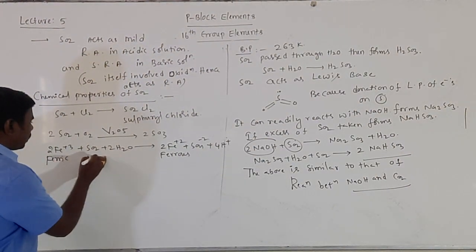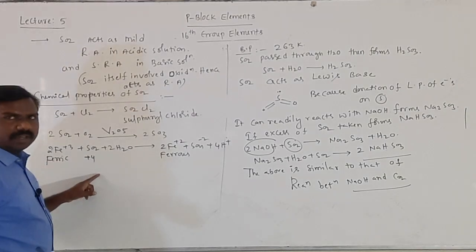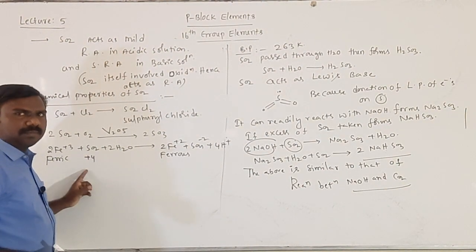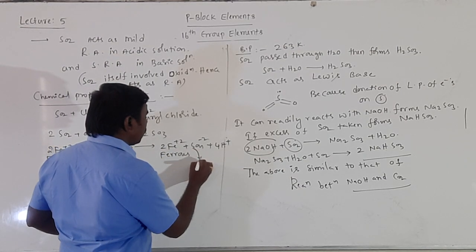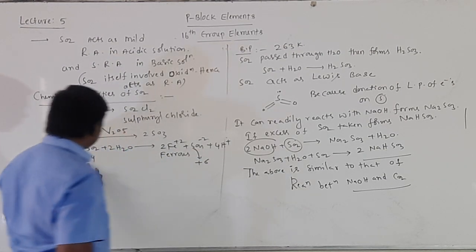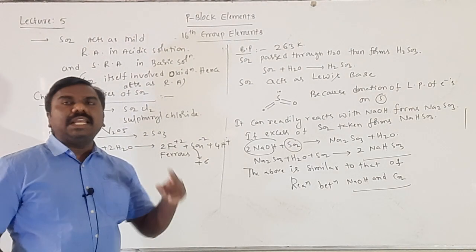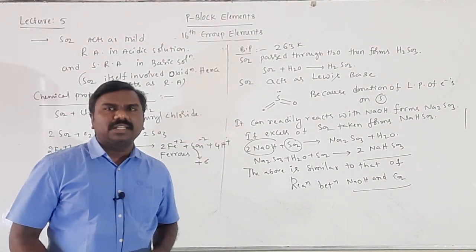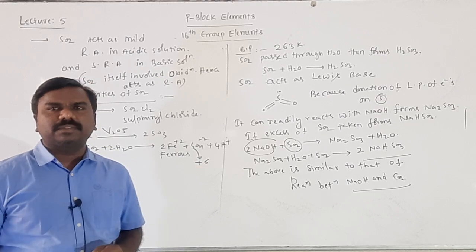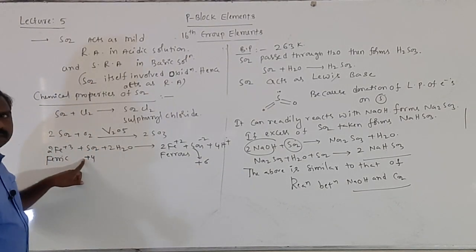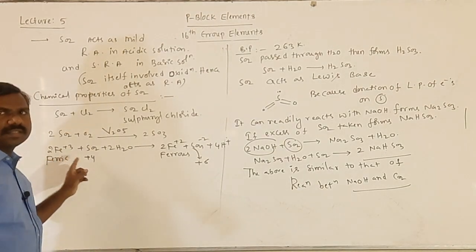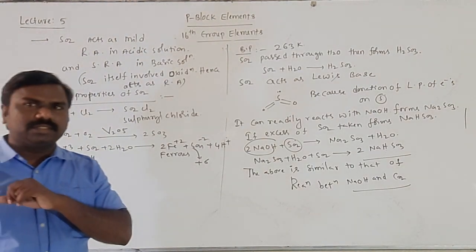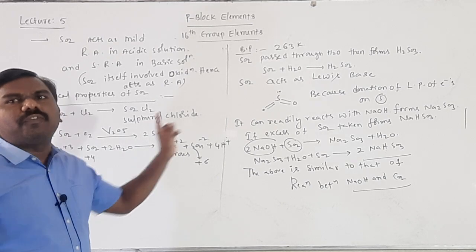So in this, plus 4 is the oxidation state of sulfur. 2 plus S minus 4 equals 0, means plus 4. In this, sulfur oxidation state is plus 6. Plus 4 to plus 6 means increase in oxidation state, involved in oxidation. Itself involved in oxidation, acting as reducing agent. It reduces others, but itself involved in oxidation. It reduces ferric to ferrous.